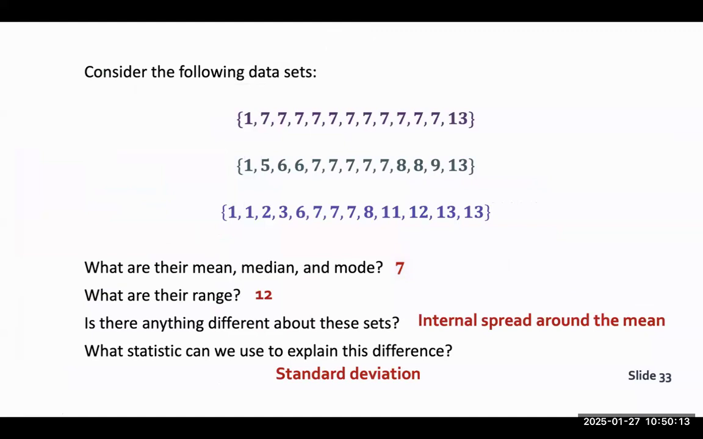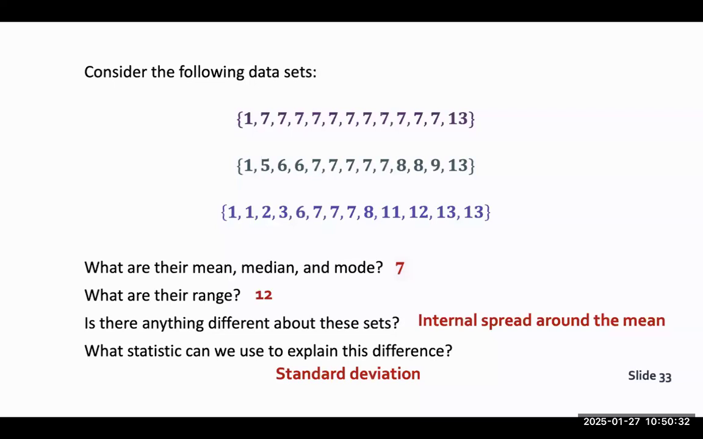In the last video, we ended on this slide. I gave you 3 data sets, and I asked you to find the mean, median, and mode of each of the data sets. And I also asked you to find the range. Now we said the mean is equal to the median, which is equal to the mode, which is 7. So that described the center of the data.